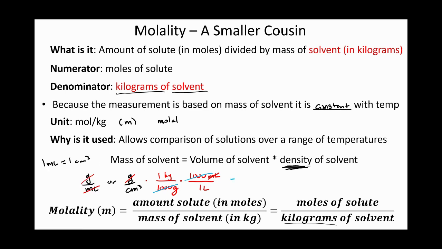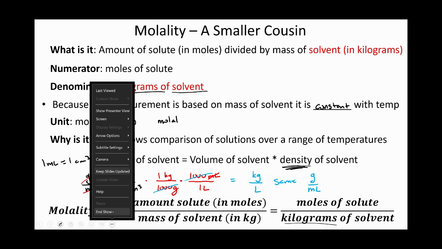So what I end up with is that the density of solution in terms of kilograms per liter is going to be exactly the same as the density in terms of grams per mil. Because in essence, we just multiplied each of those by 1,000. So that's something that we're always going to want to keep in mind whenever we do this type of calculation. And so in the next presentation, we're going to go through and do a couple calculations with molarity and molality.